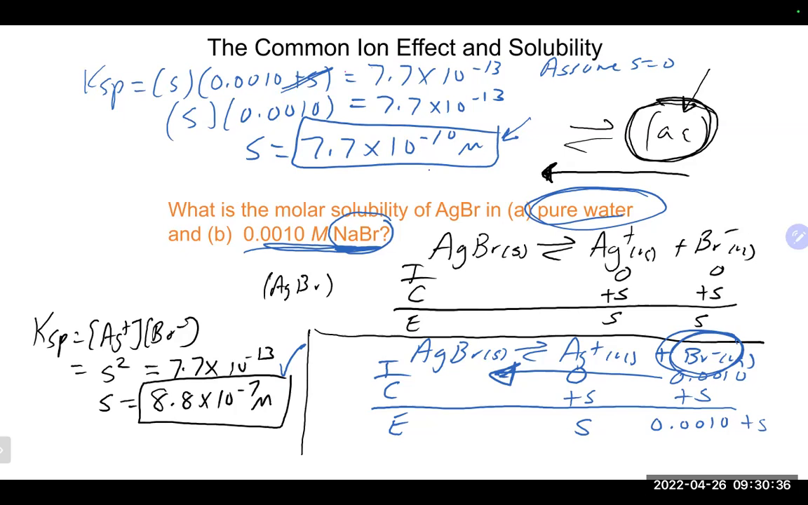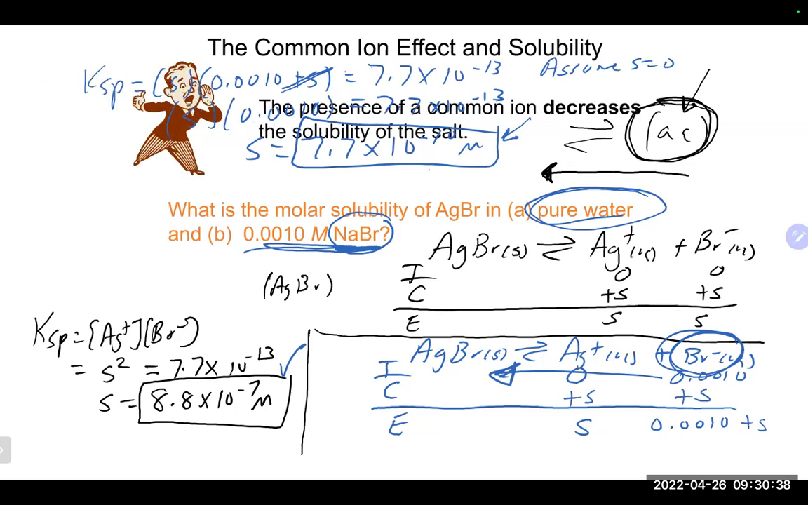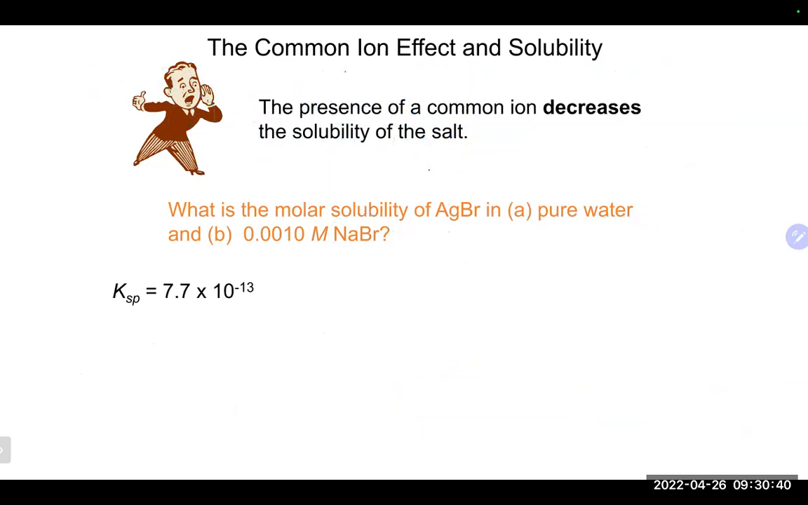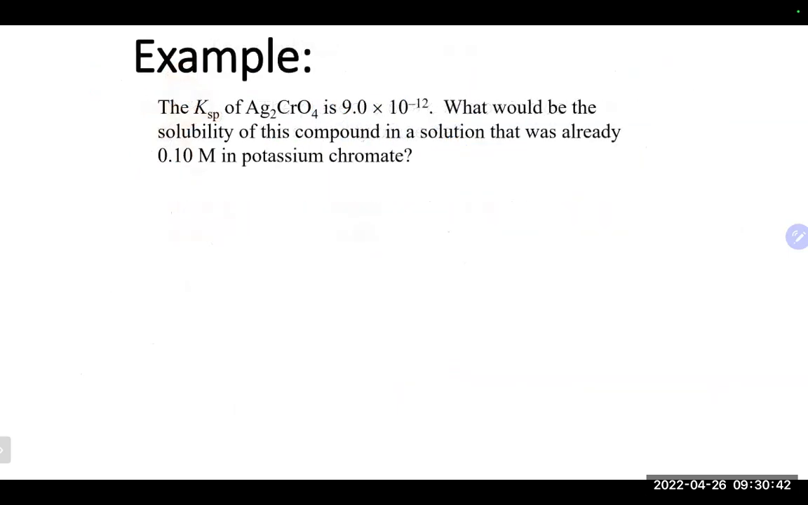Okay, so why don't you try the next one, see what you come up with here. The Ksp for silver chromate is 9 times 10 to the minus 12. What would be the solubility of this compound if there was already 0.1 molar potassium chromate? Take a couple minutes, see what you come up with.